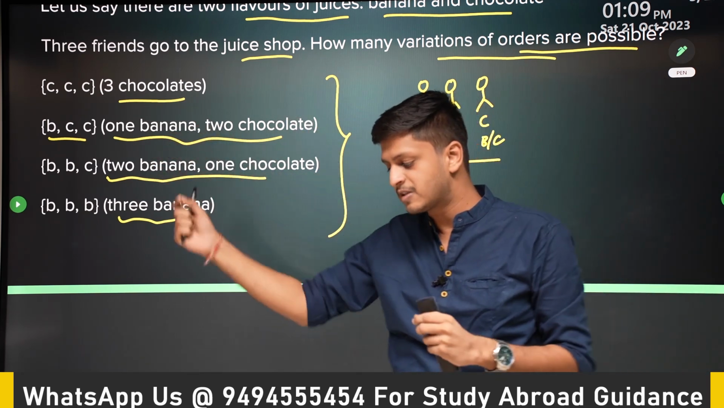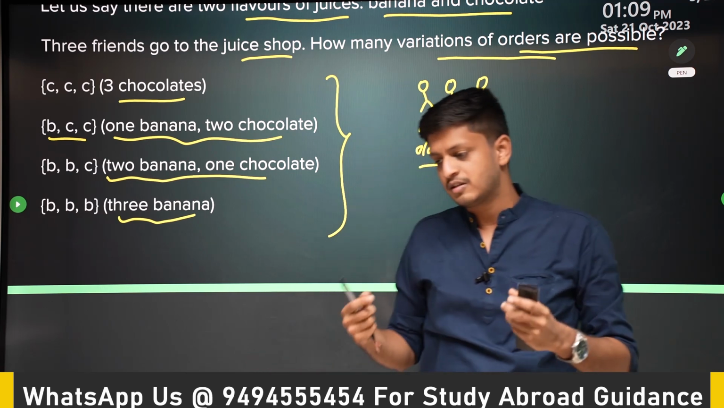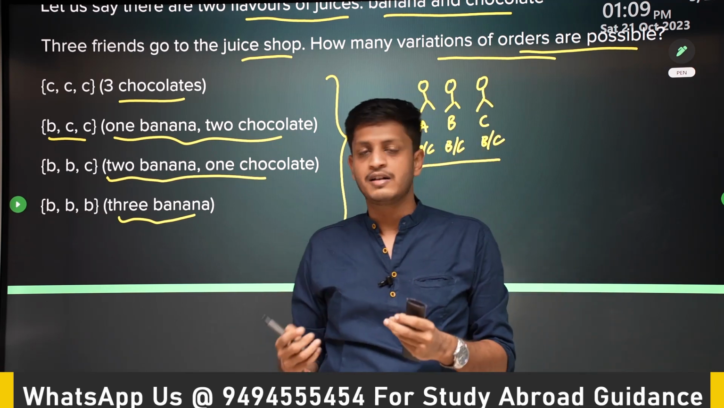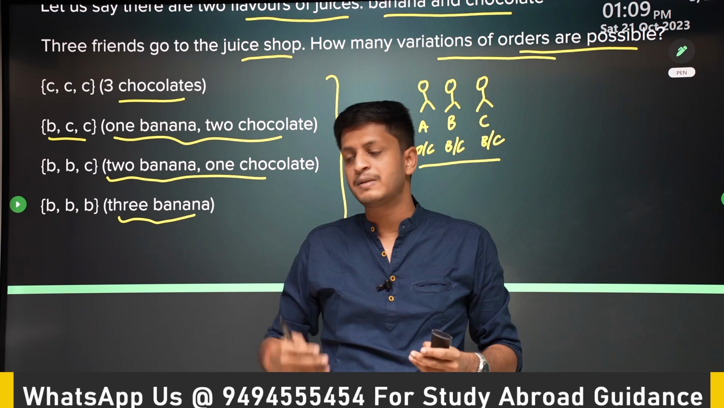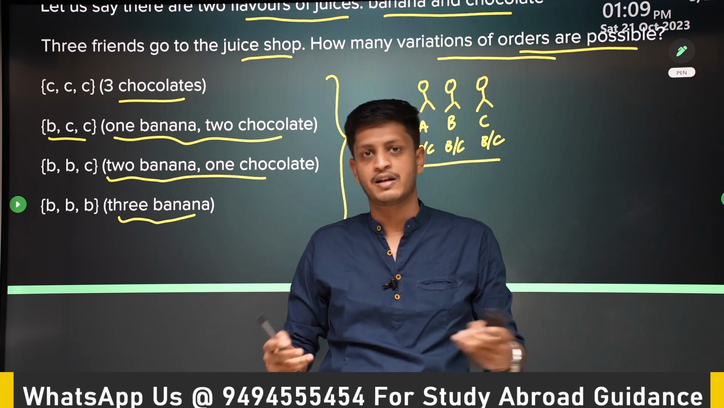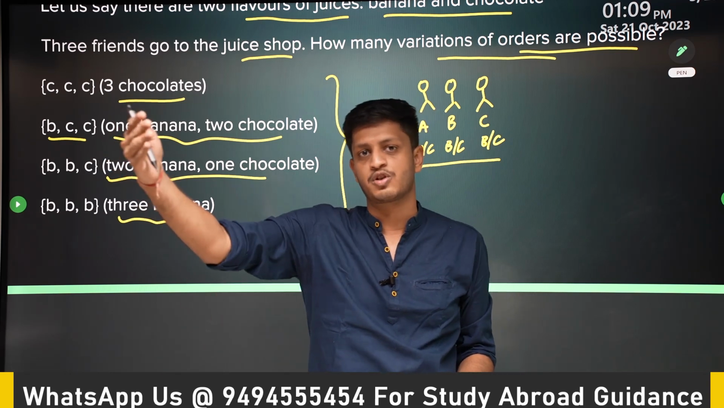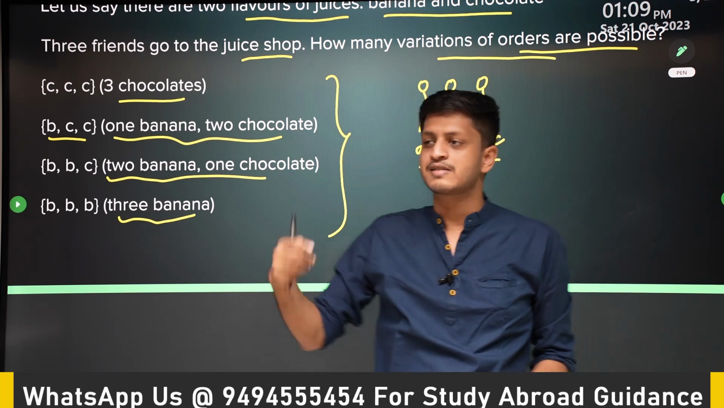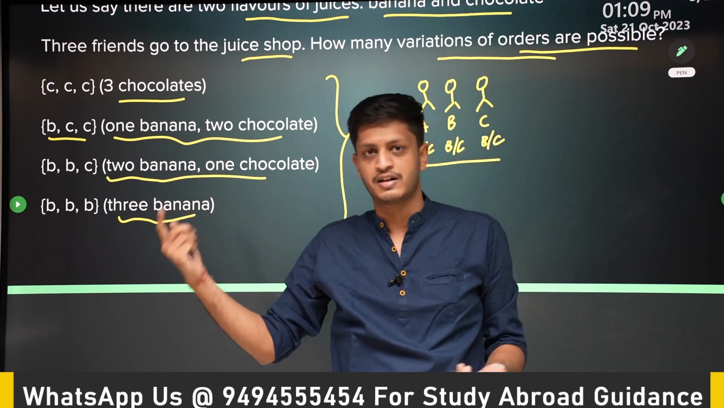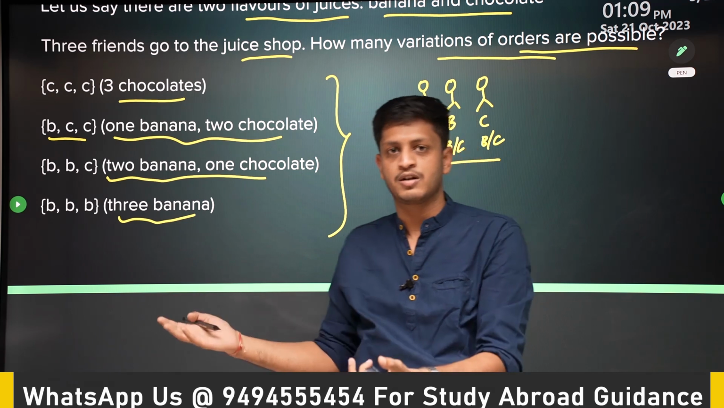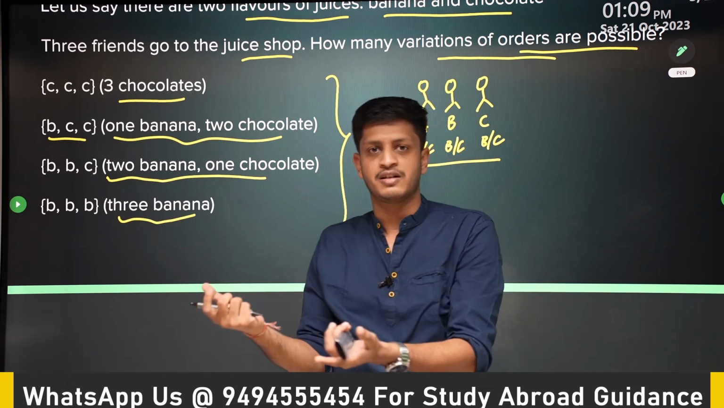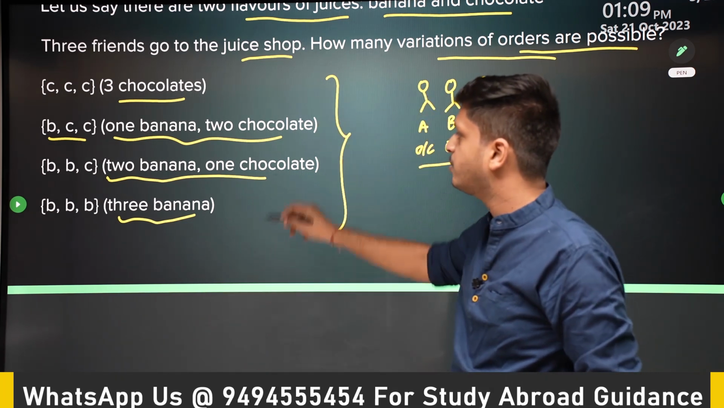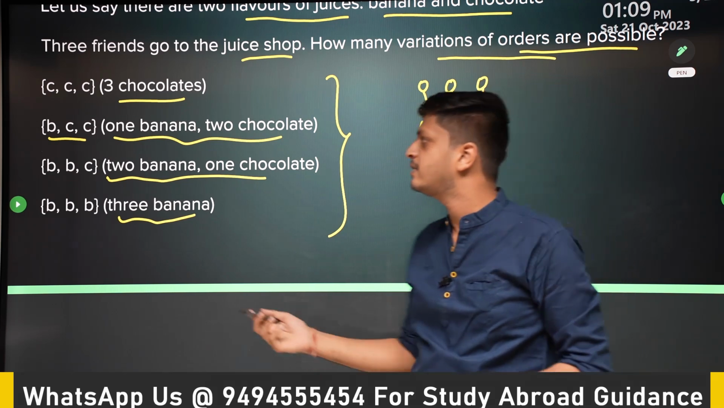So from the shopkeeper's perspective, what does he have to do? The shopkeeper has to make juices, so the order might be 3 banana, 3 chocolate, 2 chocolate 1 banana. That's how you ask when you go to a juice shop, right? So 3 friends go and I ask, we want 2 banana and 1 chocolate juice, right? It doesn't matter which one is getting what, because the banana juice is the same actually, right? So these are the 4 possible choices. But how do we calculate them?